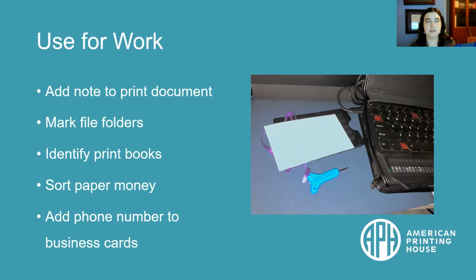Adding a phone number to a business card. I have done this at a conference. I was unprepared and only had print cards with me, and I ended up needing to pull out a slate and stylus and give my phone number.